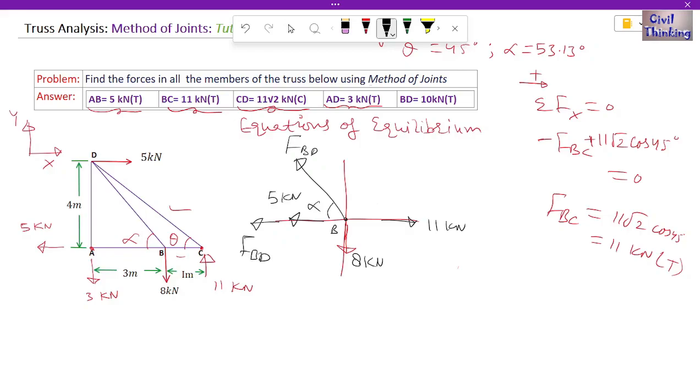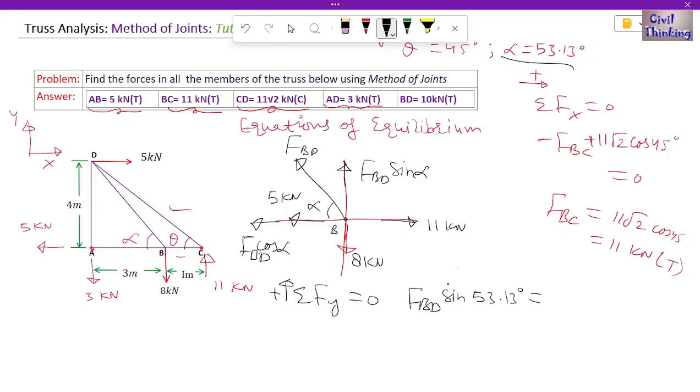This is going to be FBD cosine of alpha, and this is going to be FBD times sine function of alpha. Okay, now as you can see here, if we apply summation of force along y-axis equal to 0, assuming upward forces are positive, we can find the value of FBD here. Now see, FBD sine alpha is upward, so it is positive. What is the value of alpha? 53.13 degree. Then we have 8 kilonewton downwards along the y-axis, so it is negative 8 kilonewton. These are the only forces along y-axis, right? The vertical axis is y-axis, so all of it is 0.